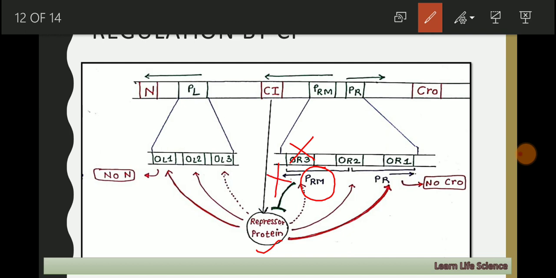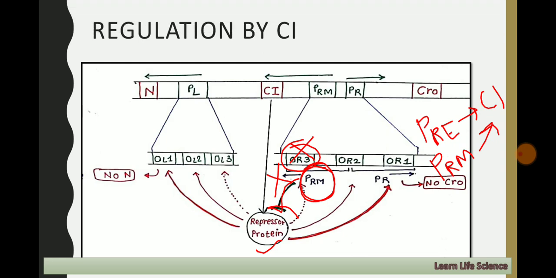Okay, so what I am going to tell you here is, first we have discussed that PRE is the promoter which is involved in C1 synthesis, and when the early genes are switched off, the repressor maintenance promoter is involved in its synthesis. But when the concentration is higher and the OR3 operator is also blocked, then the function of PRM will also get stopped and there will be inhibition of C1 repressor synthesis. Okay, so this is an important point where C1 is regulating its own level.